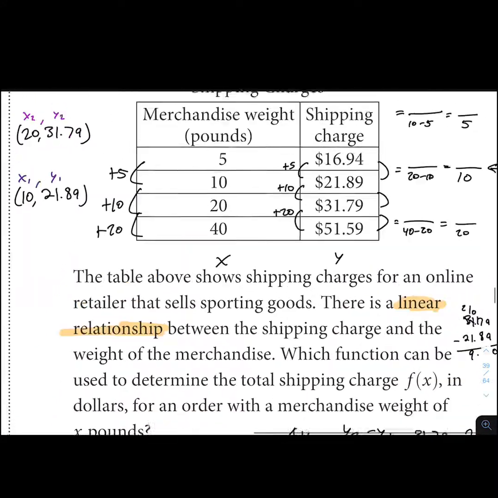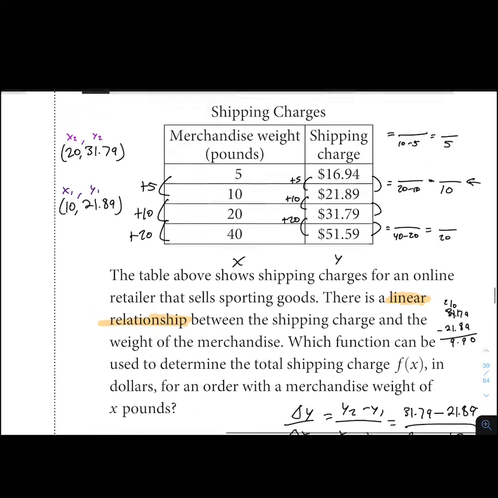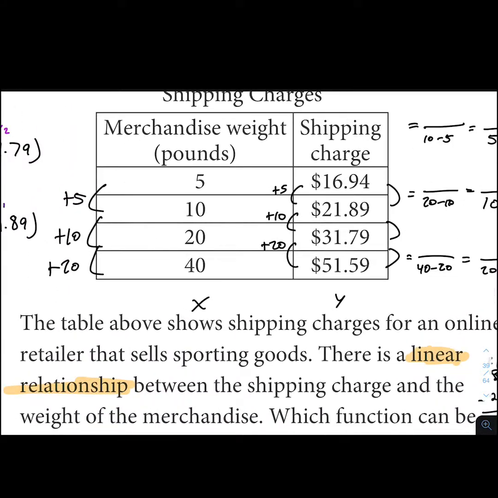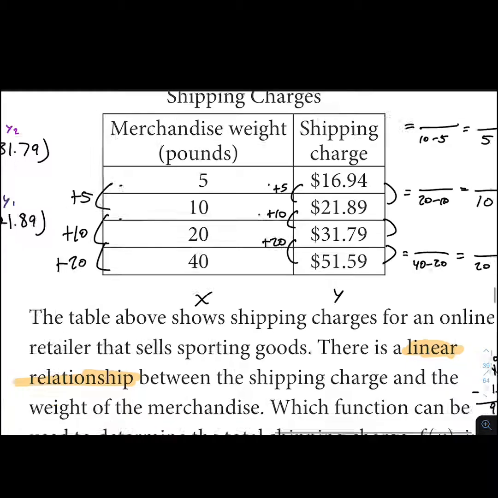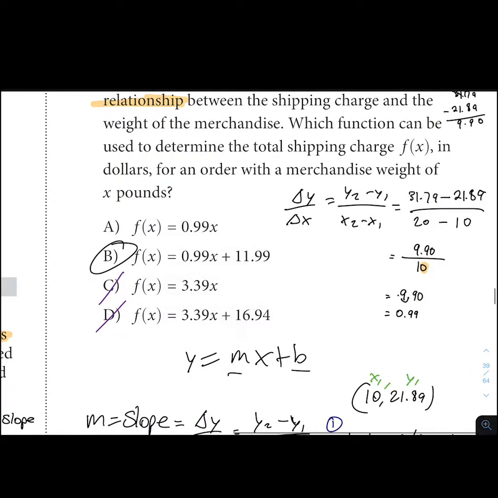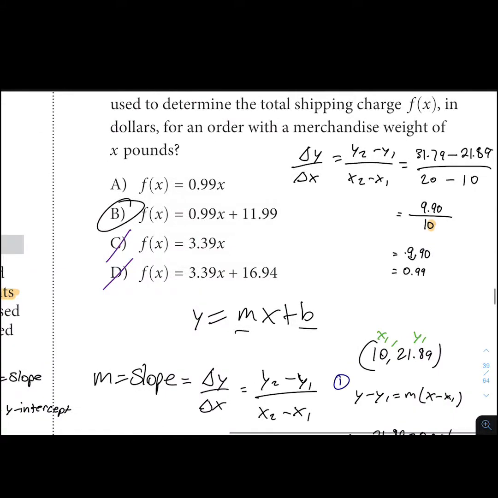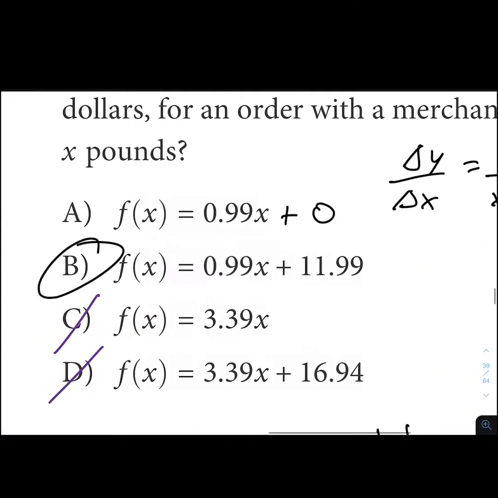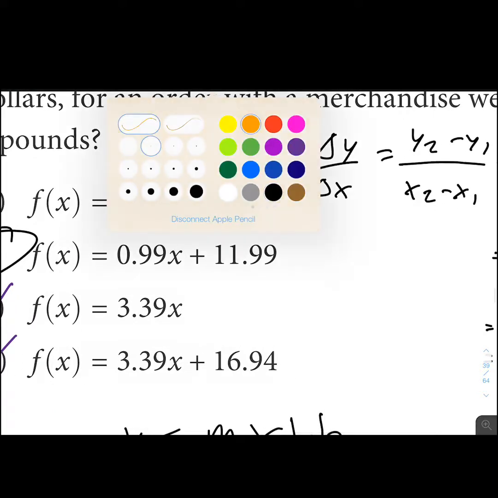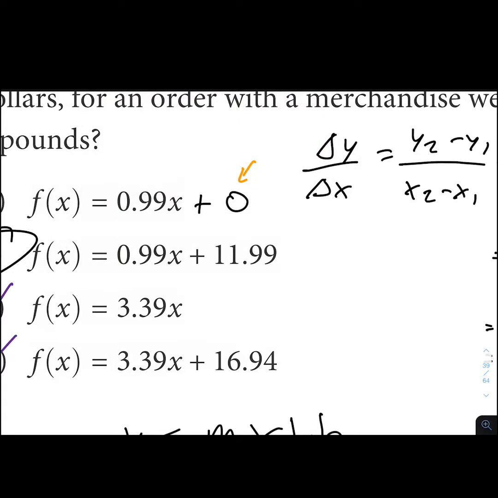Now you could have kind of eyeballed it, because your slope is your change in y over change in x. So you could have done, okay, this 5 over this 5, which is 1, this 10 over this 10, which is 1. Therefore, my slope would be around 1. So that would give you A or B. And to figure out what the y-intercept would be here, technically A is saying it's plus 0, and B is saying it's plus 11.99.